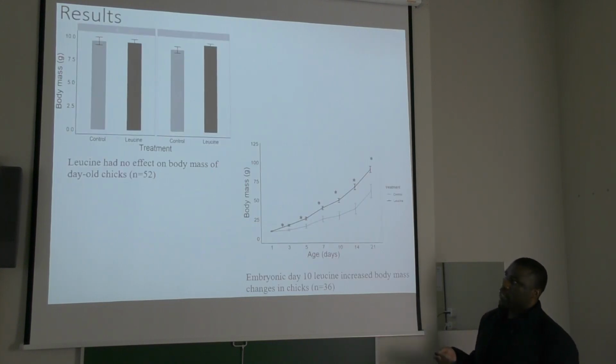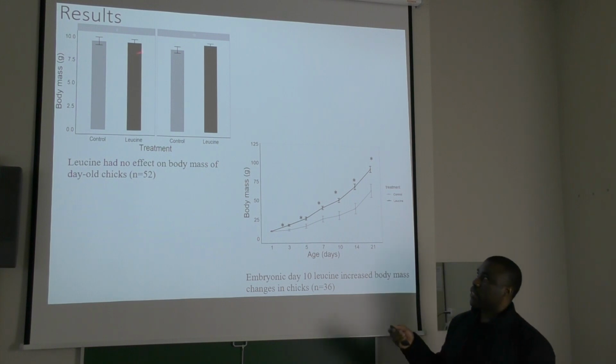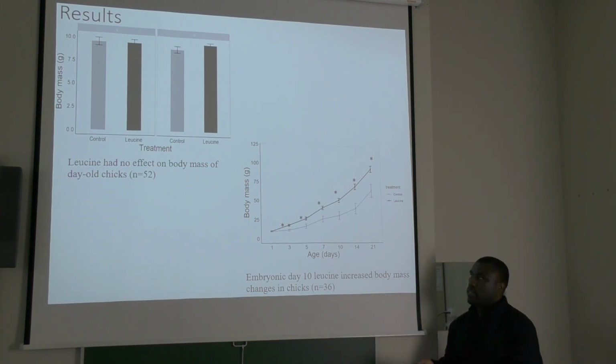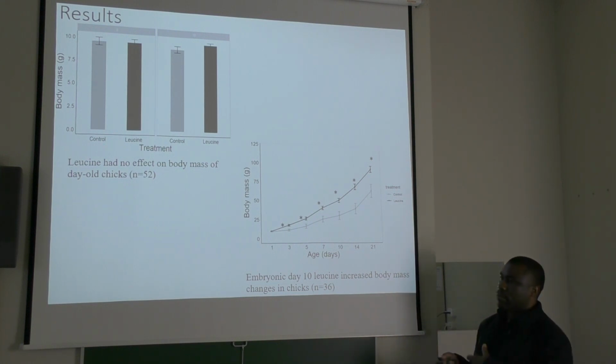What we found here are different results. For day 0, unfortunately, maybe due to technical errors, we did not get enough chicks that were raised until 21 days. In day 0 injection, due to technical issues, few chicks hatched. So we compared if we inject on day 0 and day 10, what results we get in terms of body mass. We found that there was no significant difference in the day old chicks.